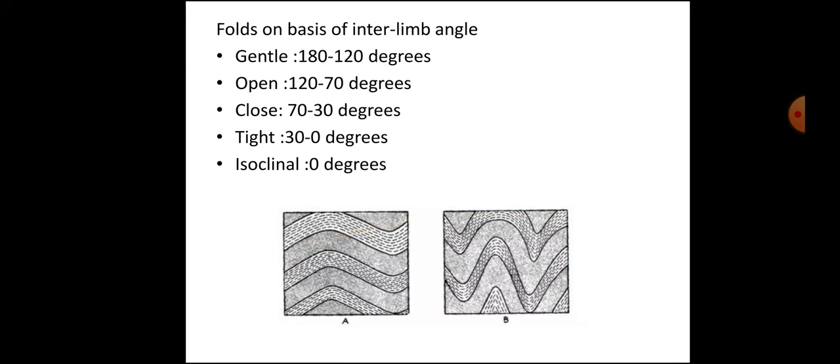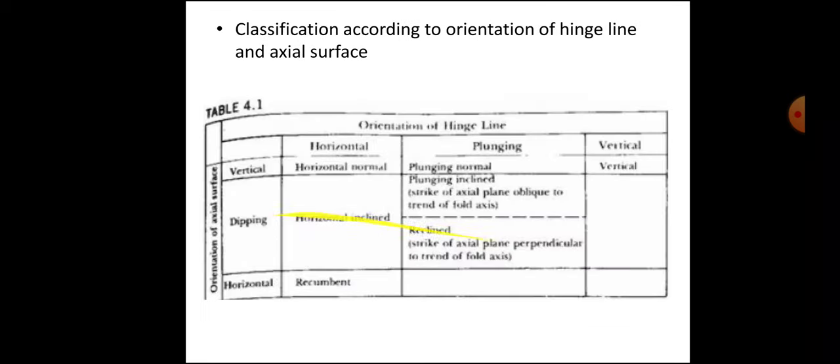Faults on the basis of interlimb angle: gentle, open, close, tight, isoclinal. Gentle, 180 to 120 degrees. Open, 120 to 70 degrees. Close, 70 to 30 degrees. Tight, 30 to 0 degrees. Isoclinal, 0 degrees.